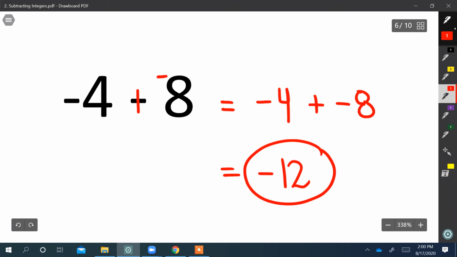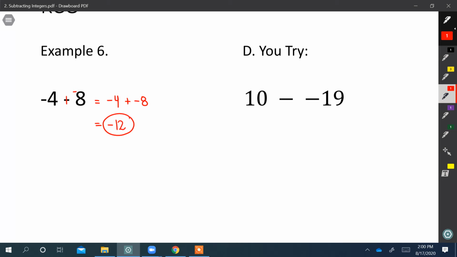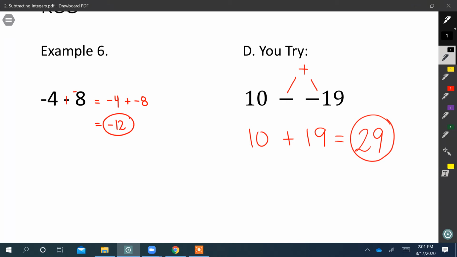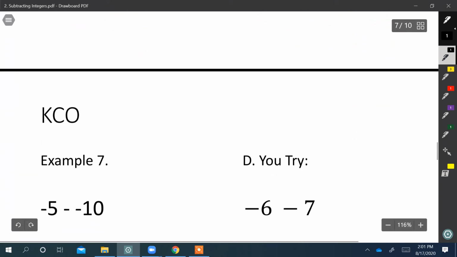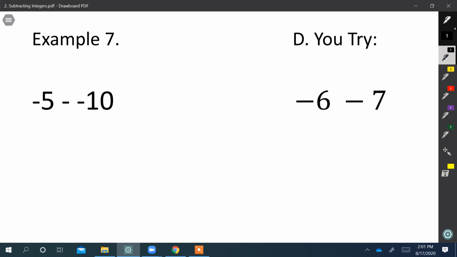So that is another example that you can rely on. Go ahead and try D, see if you can do those. Or that one. So that turns into a positive, and I have 10 plus 19. We add those two together, and you should be getting 29 as your final answer. How about you actually try example number 7?